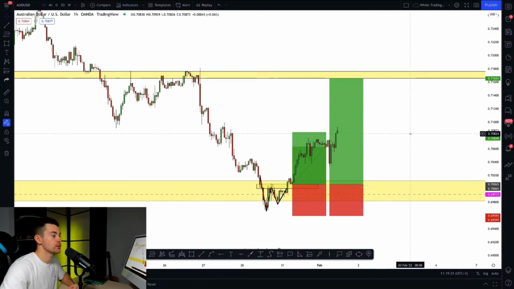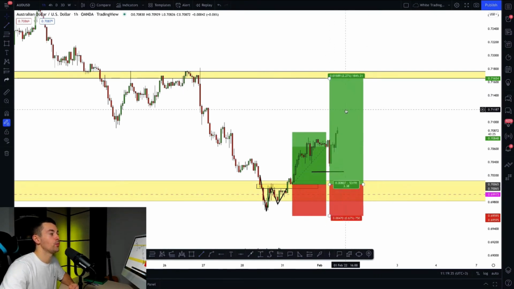I closed 50% of profits already. The trade is risk-free right now, and my stop, moreover, is adjusted. Currently, my stop is lying below this high level. And I'm patiently waiting for the test of my second target. So, very nice trade.